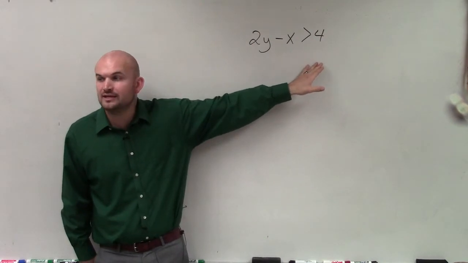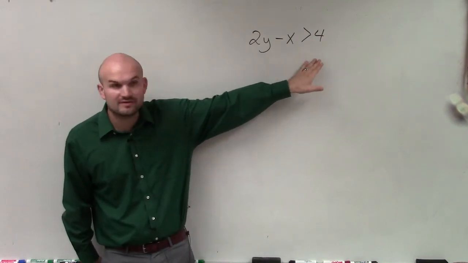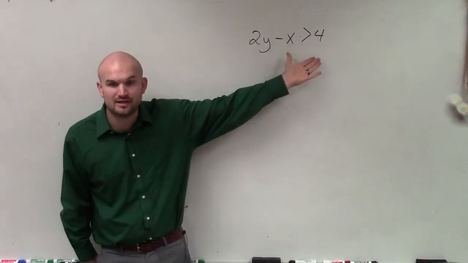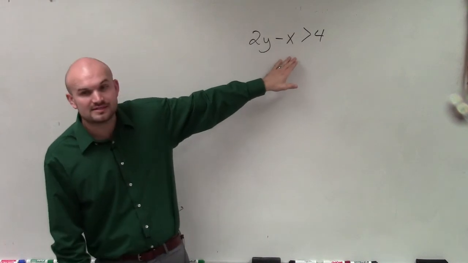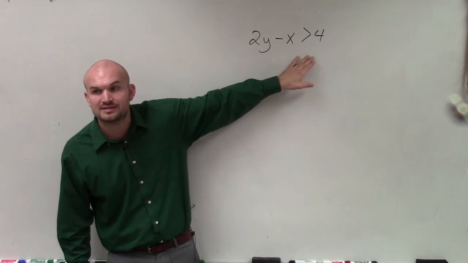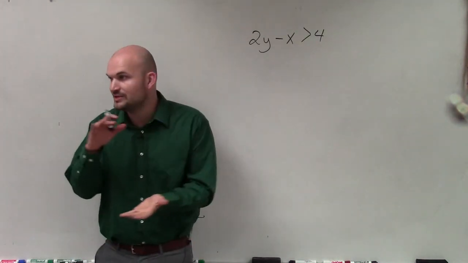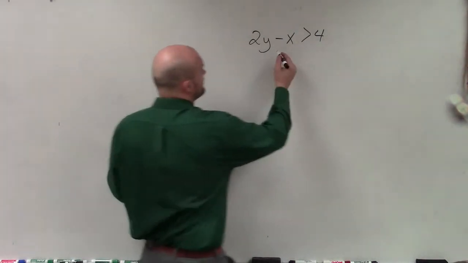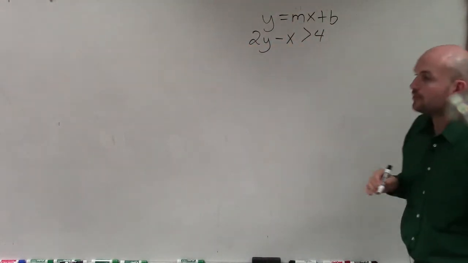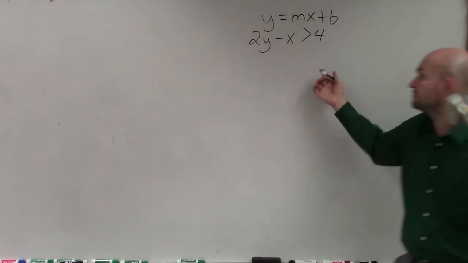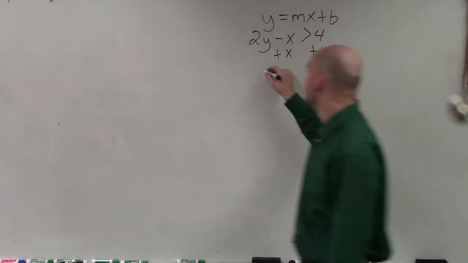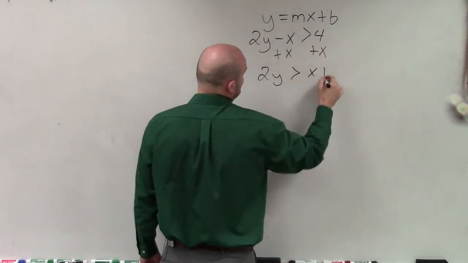So when we're graphing an inequality, remember the main important thing is to think of an inequality just like an equation, just like what you learned in Algebra 1, Algebra 2, and at the beginning of this chapter. We can use the intercept method, or what we've pretty much focused on in this class, rewriting in slope-intercept form, just like we did for solving literal equations. So the first thing is to solve for y, to get the y by itself. I use inverse operations by adding an x to both sides. Therefore, I obtain 2y is greater than x plus 4.